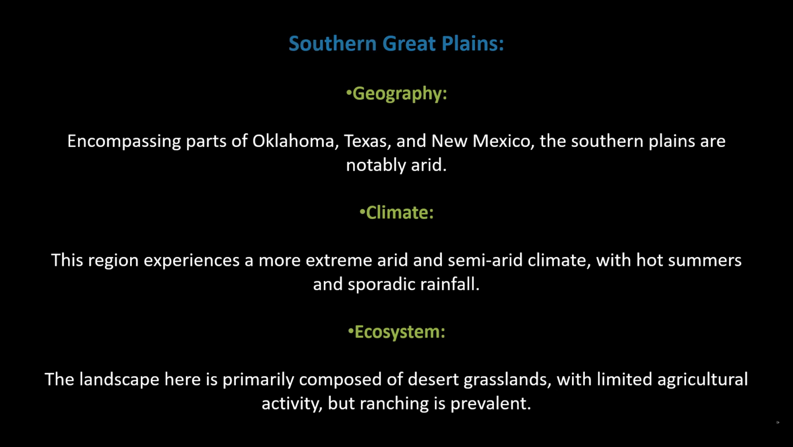Southern Great Plains. Geography. Encompassing parts of Oklahoma, Texas, and New Mexico, the southern plains are notably arid. Climate. This region experiences a more extreme arid and semi-arid climate, with hot summers and sporadic rainfall. Ecosystem. The landscape here is primarily composed of desert grasslands, with limited agricultural activity, but ranching is prevalent.